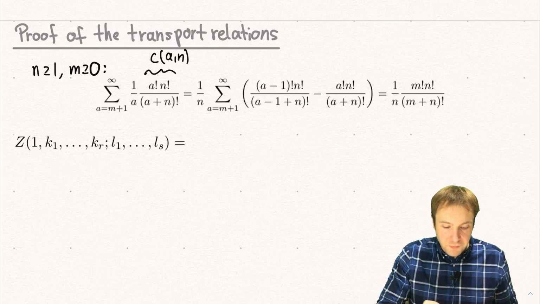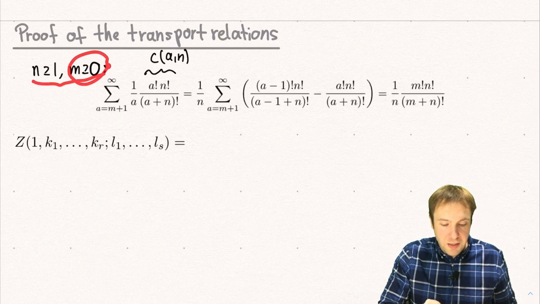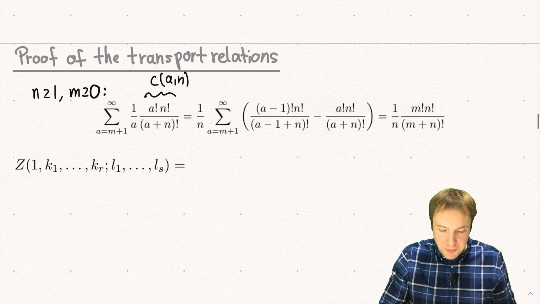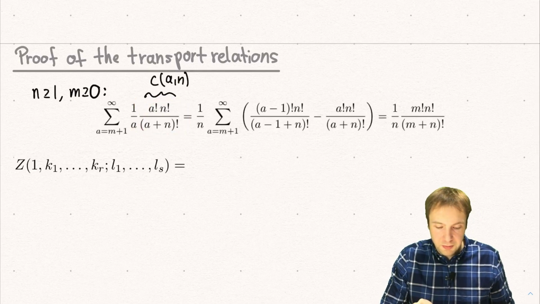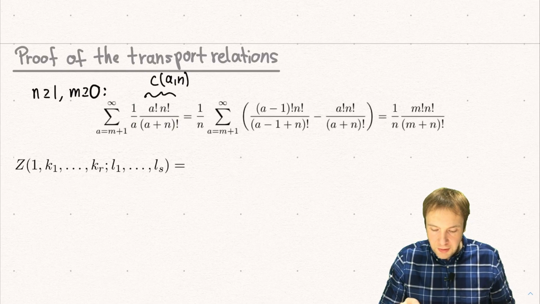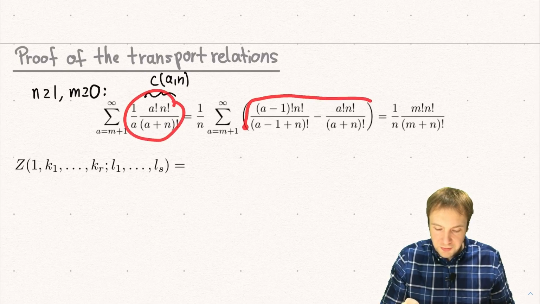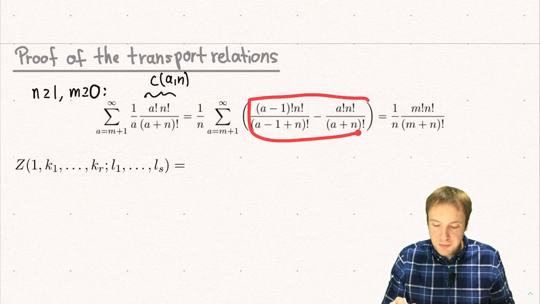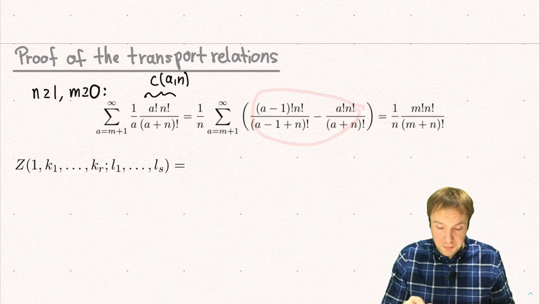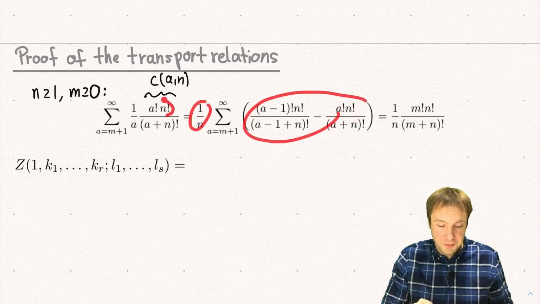C_{m,n}. So if I have numbers n greater or equal to 1 and m greater or equal to 0, and I take the sum, a goes from m plus 1 to infinity, of this part here, 1 over a times this factorial, times this connector here, then I can rewrite this. You can check that this is just the same by bringing this on the same numerator. You can check that this part together with this 1 over n is exactly this.